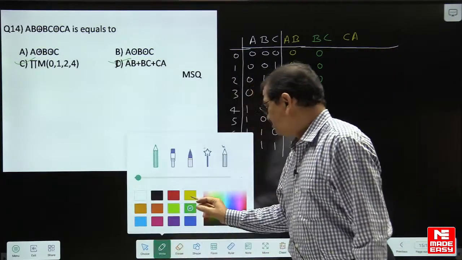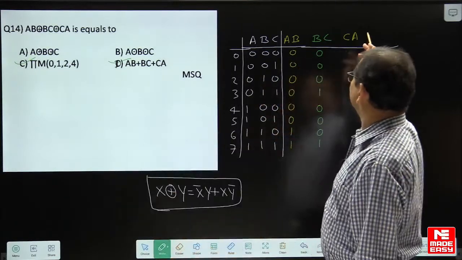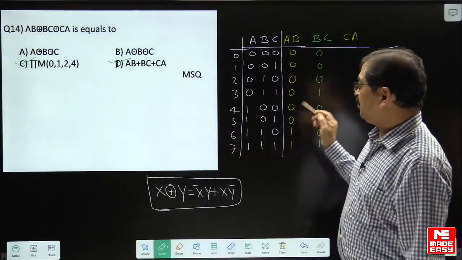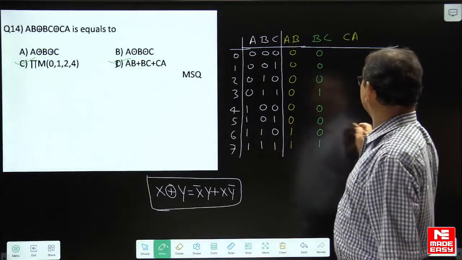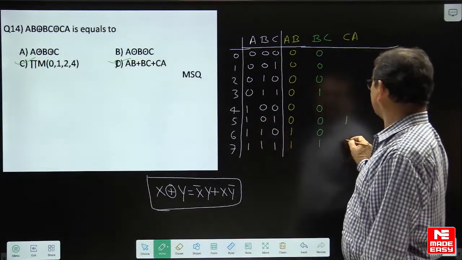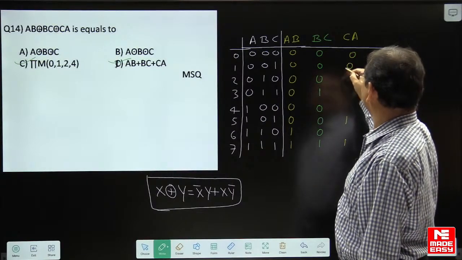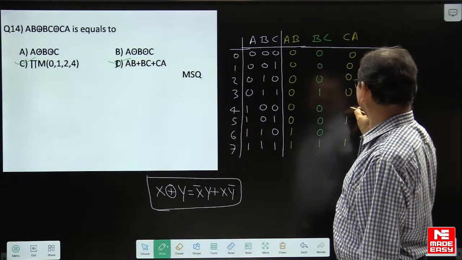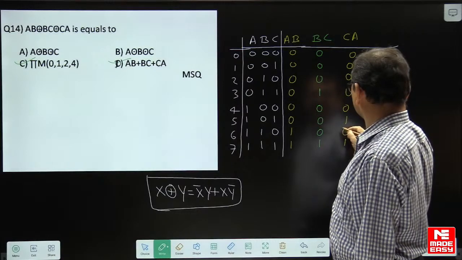Similarly, coming to CA, whenever C and A are 1, then only we'll have 1. C and A, here this combination and the last combination. Everywhere else it is 0. So it looks lengthy, but it is the best way to work on this question.